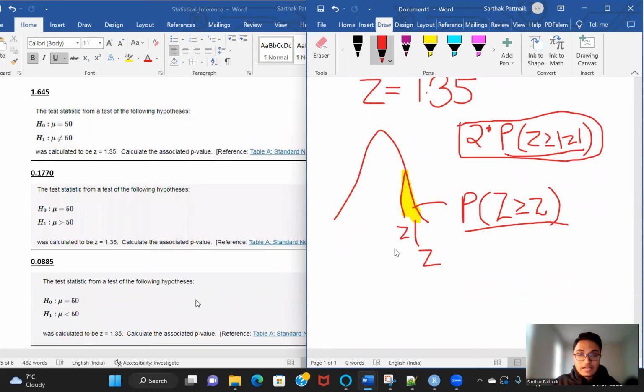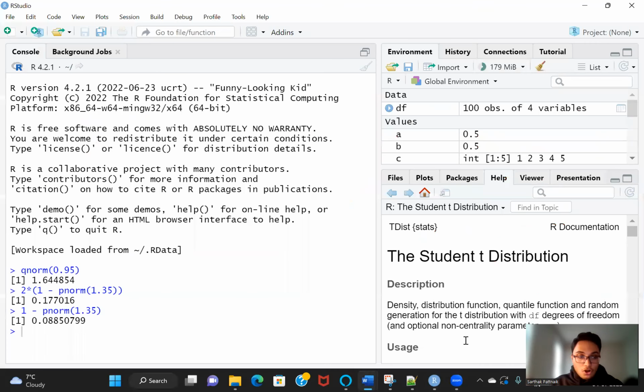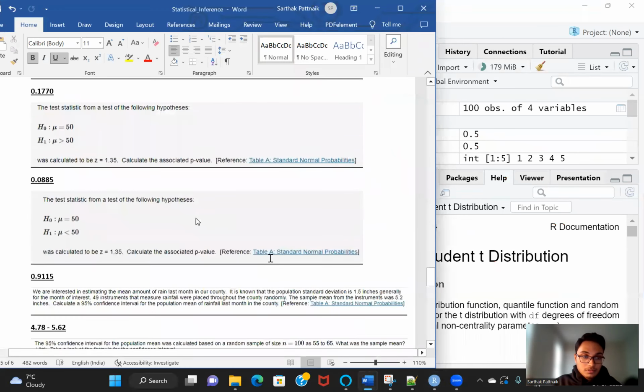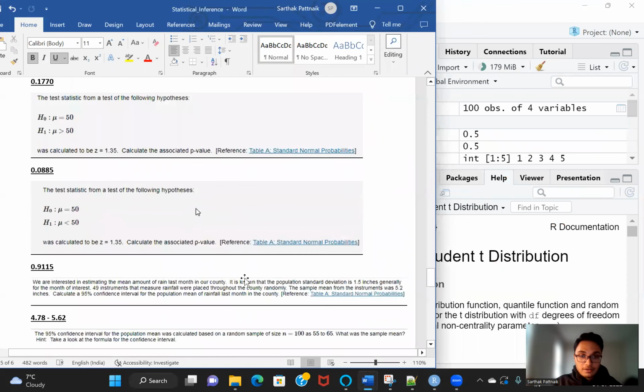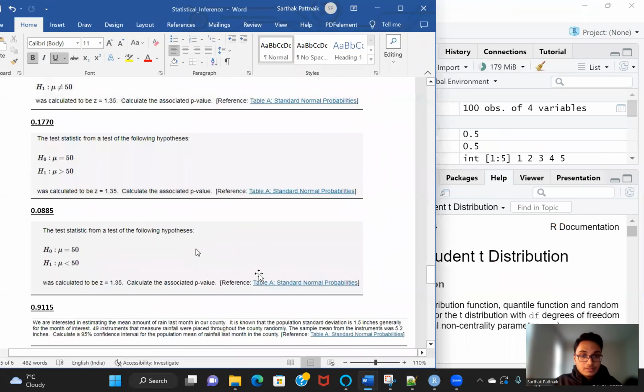If it's less than 50, then we need to calculate the area to the left of my Z statistic, which is directly given by pnorm. So this time, no further complications, just pnorm of 1.35. It gives me 0.911492, or 0.9115 if you round it off to the fourth decimal place. Let's see what the solution is. All right. Now let's move on to the next question.